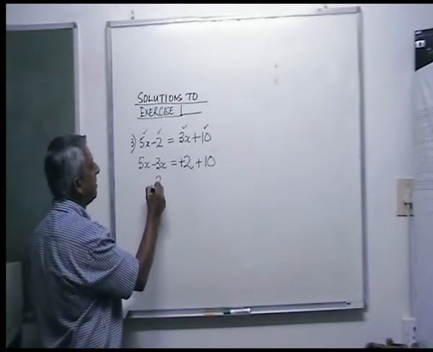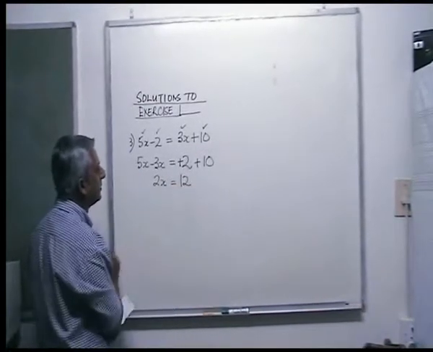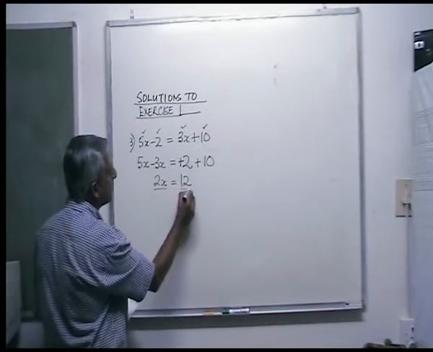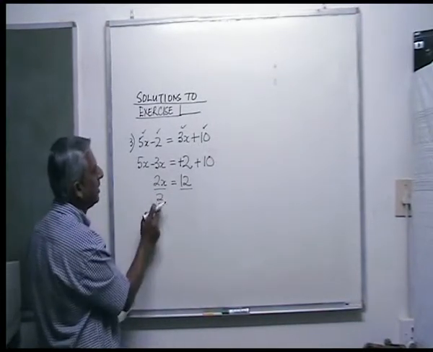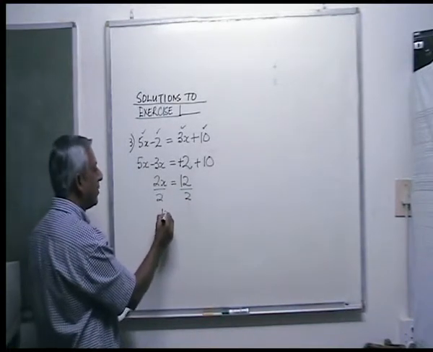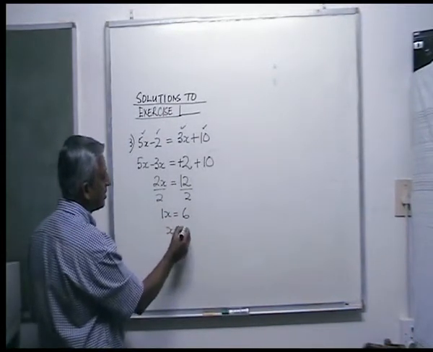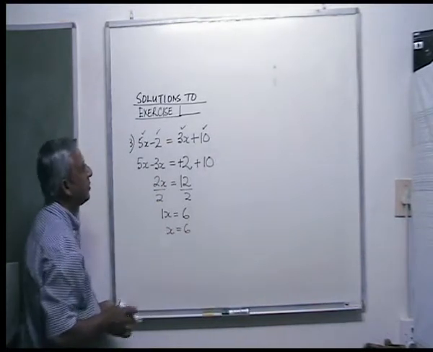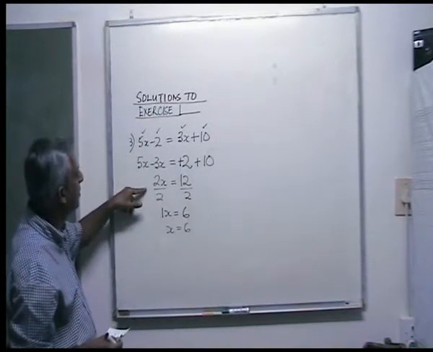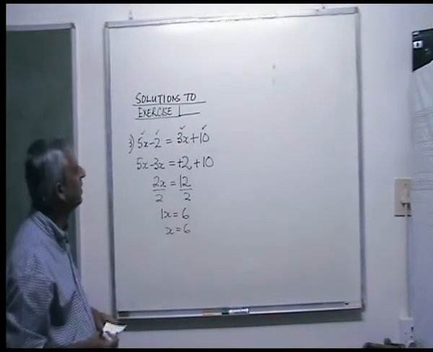So 5x minus 3x will give us 2x is equal to 2 plus 10, 12. Now, I've got to divide both sides by 2 because there's 2 here. Divide by 2, divide by 2. So, you'll get 1x is equal to 6, which means x is equal to 6. That was number 3. Now you'll see that I am jumping one step now because you are used to this now. See? So I'm jumping one step here and continuing.